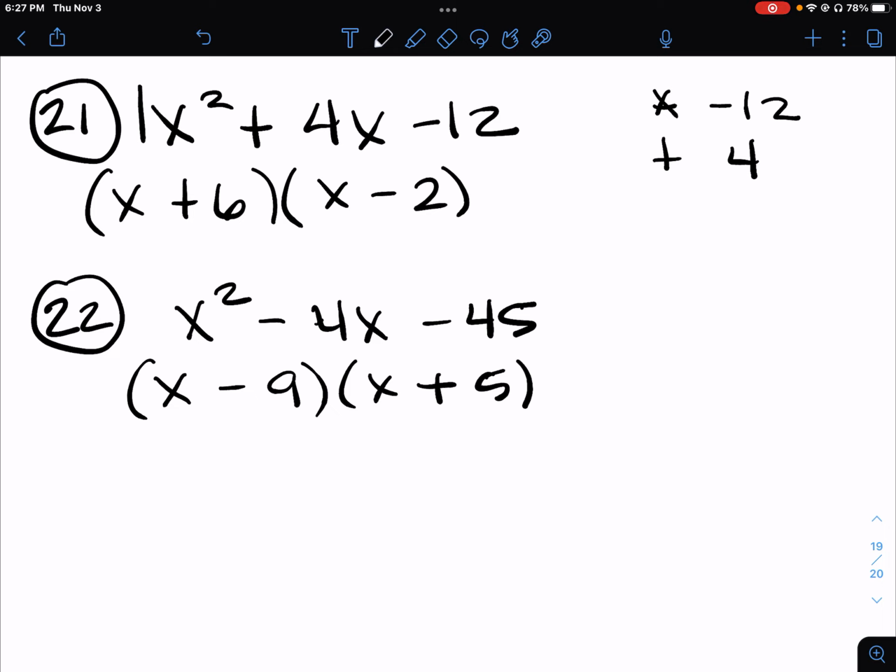Okay, it should be x squared minus 4x minus 45. Okay, I'll fix it before I give you the handout though. Okay, why is that? Because negative 9 plus 5 is negative 4, and negative 9 times 5 is negative 45.